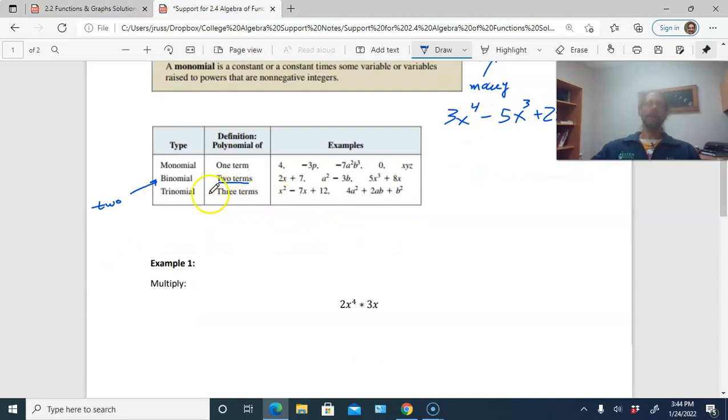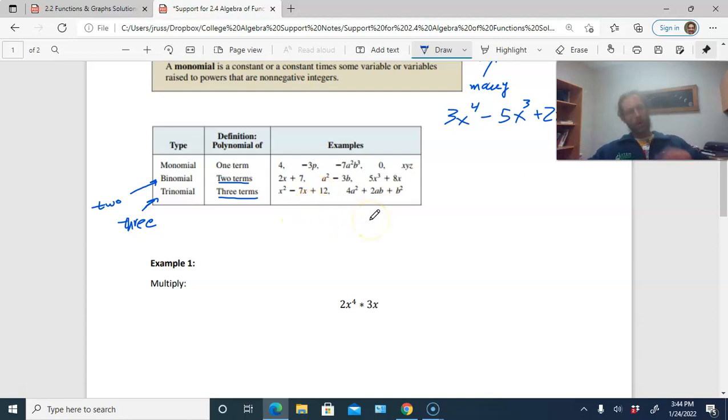And then finally, we have what's called a trinomial. So that prefix, tri, refers to 3. Think about triceratops or tricycle. Triceratops had 3 horns. It was a dinosaur. So these are polynomials with exactly 3 terms. So x squared minus 7x plus 12. That's a trinomial. We'll see a lot of these in this class.